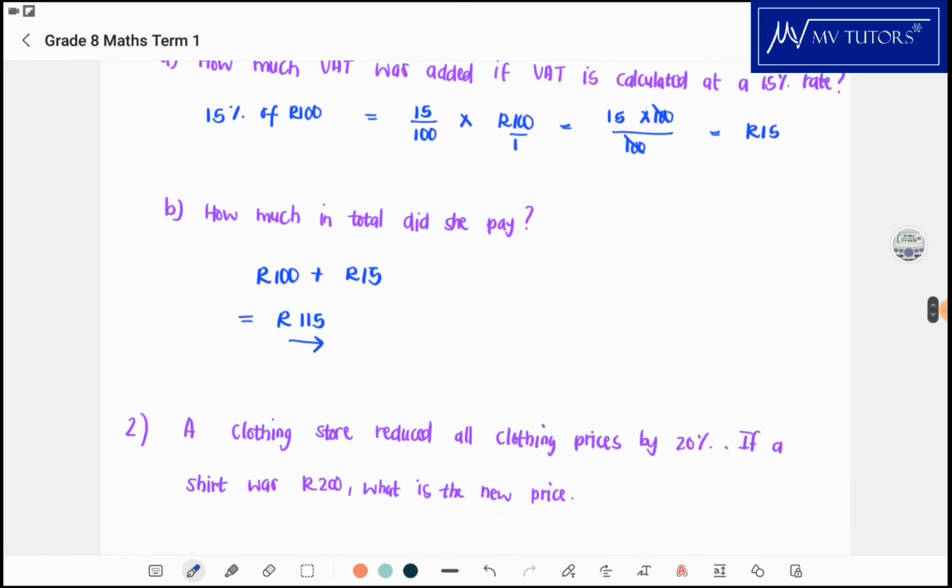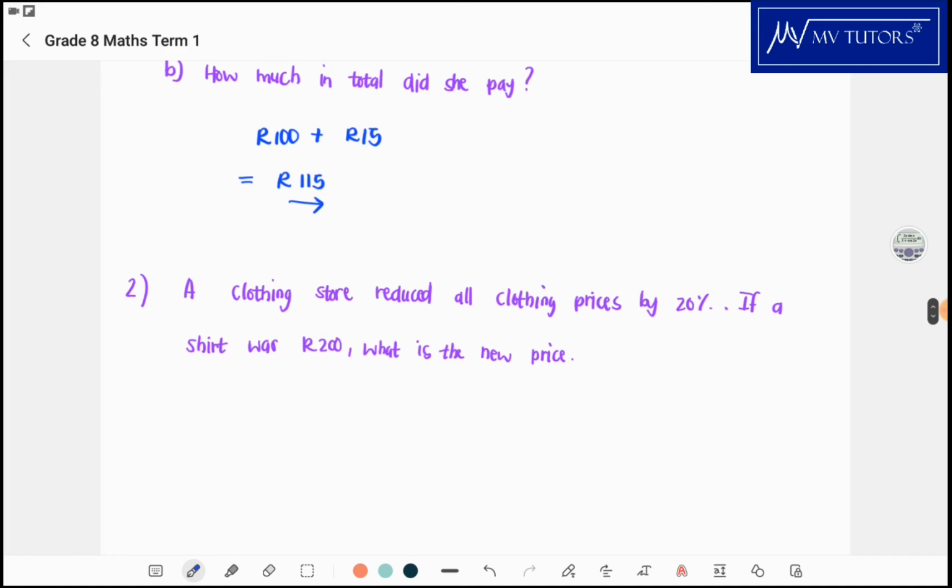Now let's see if we can get a discount example. It says a clothing store reduced all clothing prices by 20%. Ah, that's a nice discount. It's worth it. So now, if a shirt was 200 Rand, what is the new price? So we need to get what 20% of 200 Rand actually is, and then we can work out 200 minus that amount.